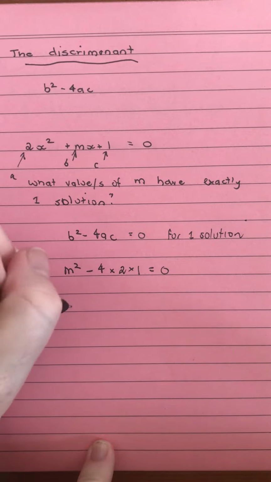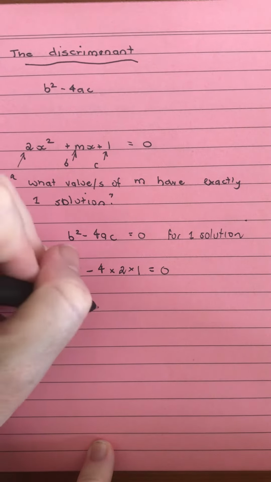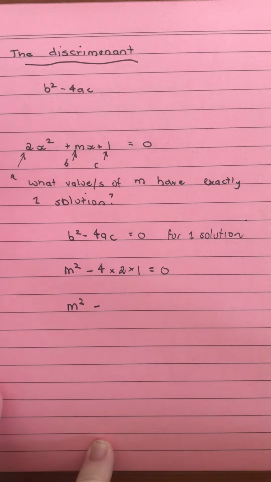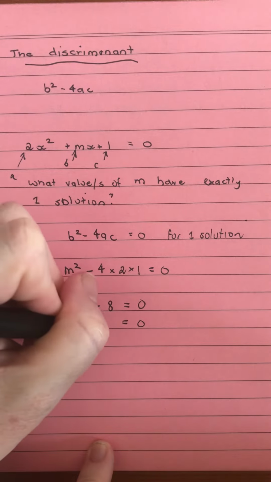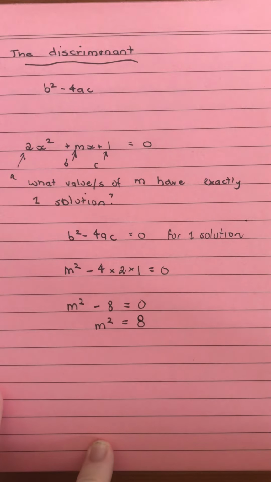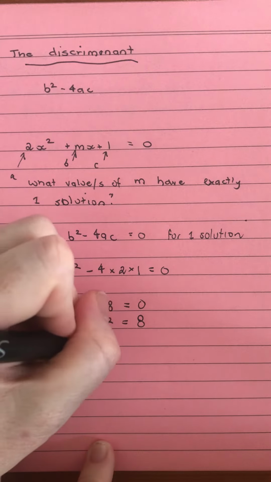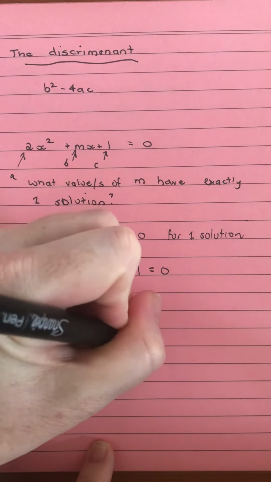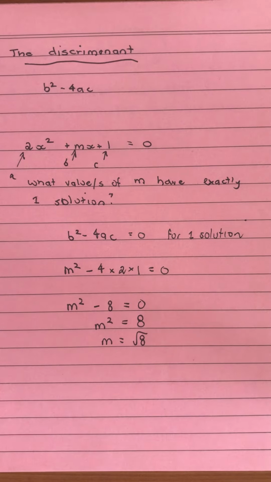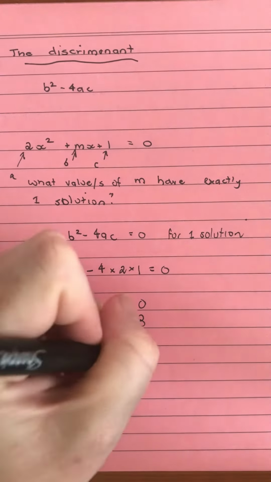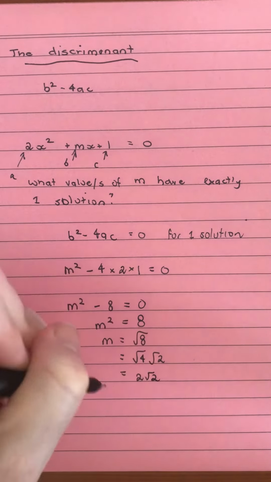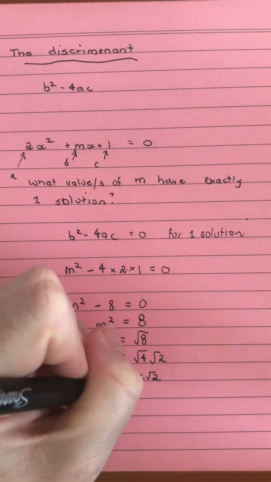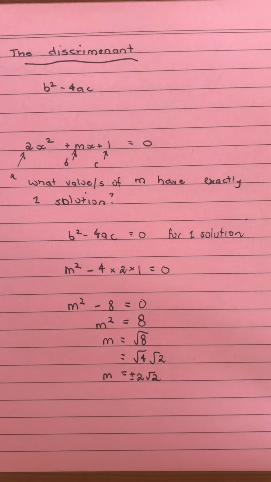So we can then start simplifying that. So we get m squared, take away 4 times 2 is 8, times 1 is still 8. So then we will get m squared is going to be equal to 8. So by taking the 8 over to the other side, m is going to equal the square root of 8. So we could simplify that further if we wanted to, and break that down to root 4 times root 2, which is 2 root 2. And just remembering that that is going to be plus or minus, because when we do the square root of a number, we can get a positive or a negative answer.